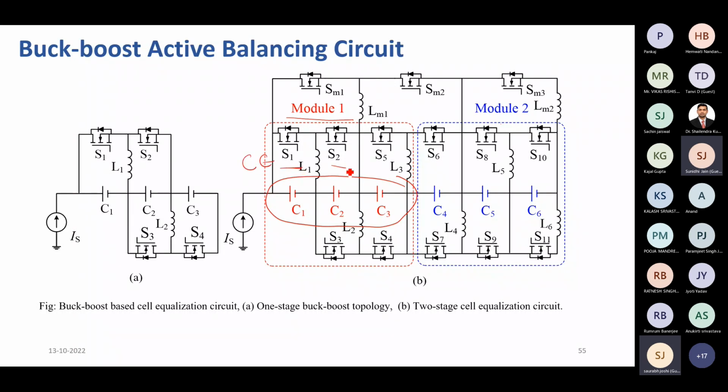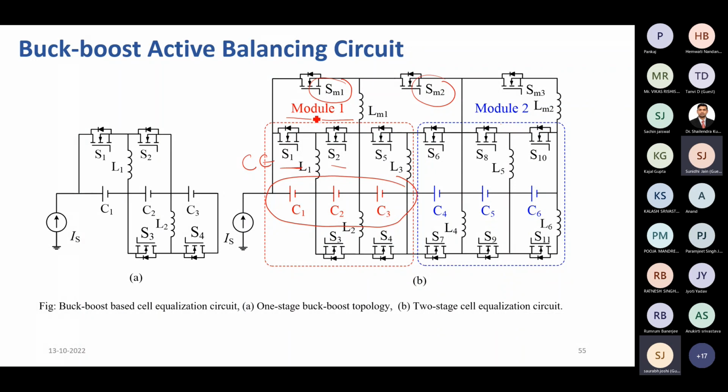So we need switches S1, S2, 3, 4 and 5 for the cell equalization. We have to operate the switches accordingly to balance the cells among C1, C2 and C3, and the module switches SM1 and SM2 will be operated. Depending upon which module is higher or lower, there is a target module and a source module. The source module will have the higher voltage when compared to module 2.